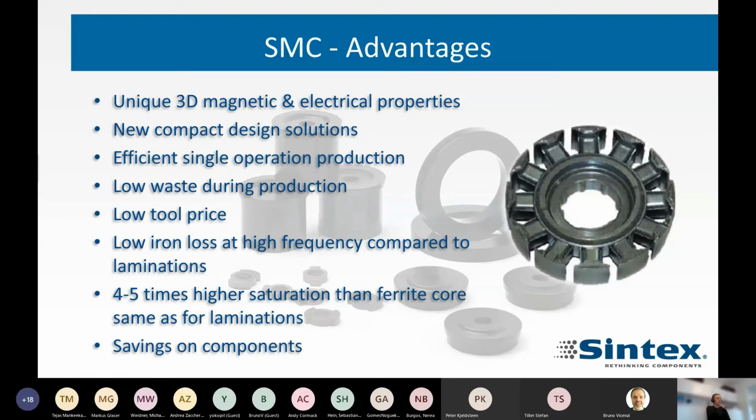We have low iron loss at high frequency compared to laminations, and 4 to 5 times higher saturation than ferrite cores, which you can also use for higher frequency applications typically, and we have even the same saturation level as for laminations, and we have then again savings on the components due to some of these factors.